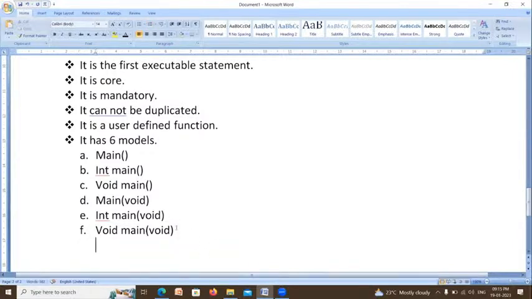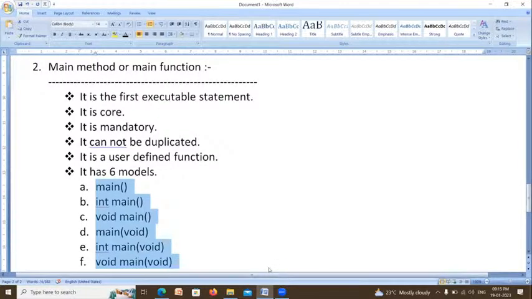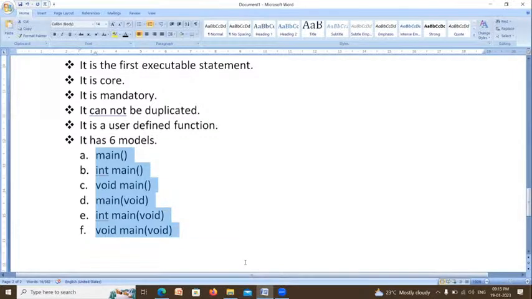You can write main method in following 6 models. Any one model you can follow. I am following the 3rd model. You can follow the 2nd model, or the 1st model, or the 4th model. Any model you can use, no problem at all. Right? What is the difference between the models? There is no difference. Actually, you can understand the difference at the time of functions.